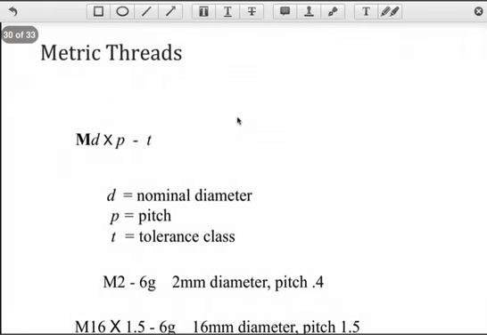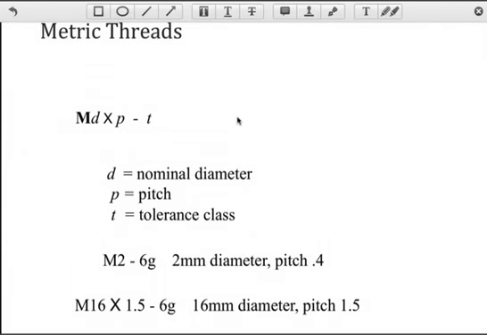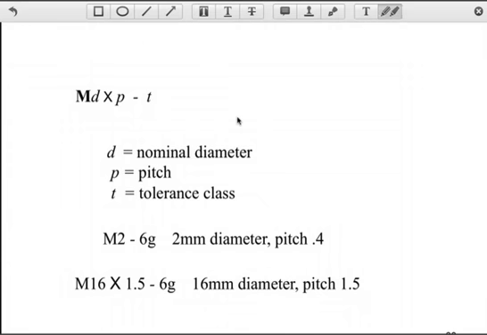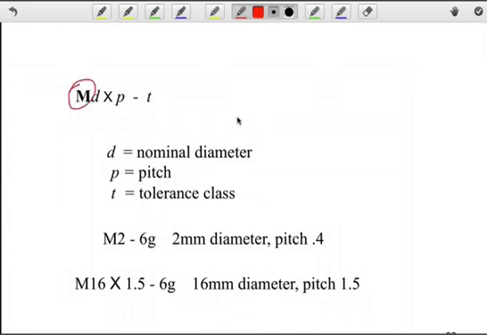Well, those aren't the only way to specify threads. Another common form is the metric thread. And here's your hint: if you see an M there, then it's indicating that you have a metric thread, followed by the nominal diameter, and then the pitch, and then the tolerance class. Again, similar to what we talked about, tolerance for the UNC. D nominal, P pitch, that's the distance between threads, and then T being the tolerance class.